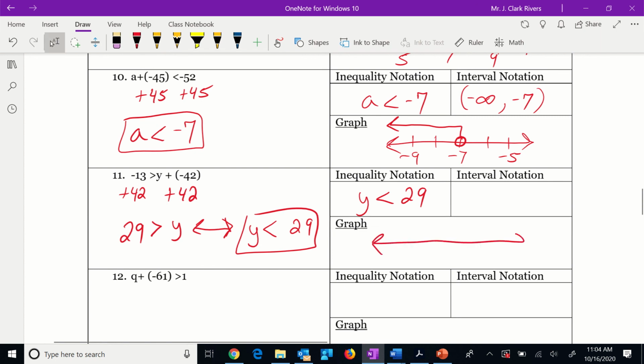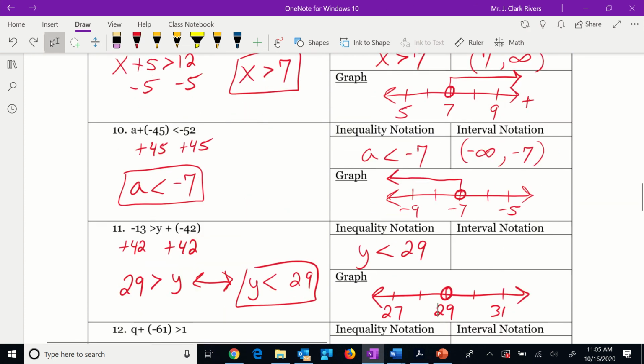Let's graph it. 29 is our focal point. Here is 20. Oh, well, hang on. It's going to be 30, and then 31. It's going to be 28 and 27. Open or closed circle around 29? Open circle at 29. Do we shade left or right? If it's less than, we shade to the left.